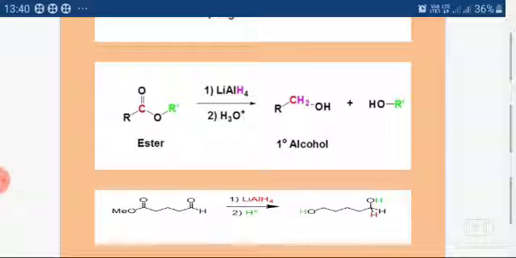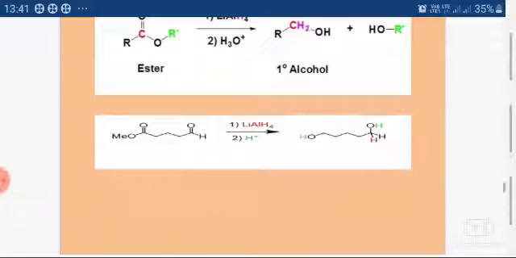One is from the carbonyl part, another is from the alkoxy part. So there is formation of 2 alcoholic products. For example, if we take ethyl benzoate, ethyl benzoate undergoes reduction with lithium aluminum hydride, then it gives you benzyl alcohol as one product, and another product is ethyl alcohol. So that reaction is done.